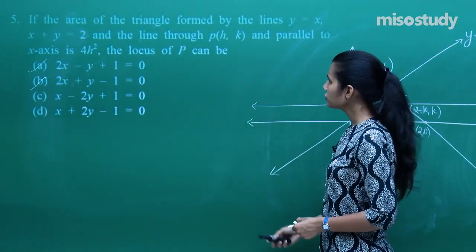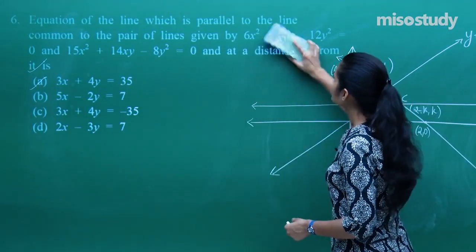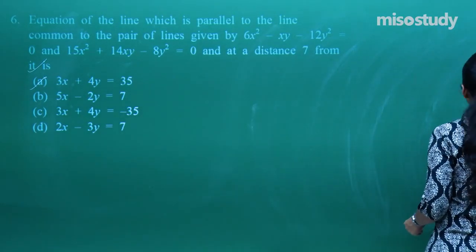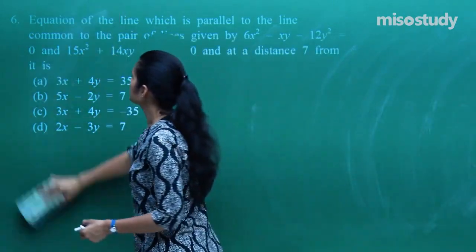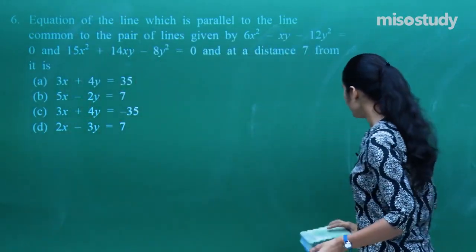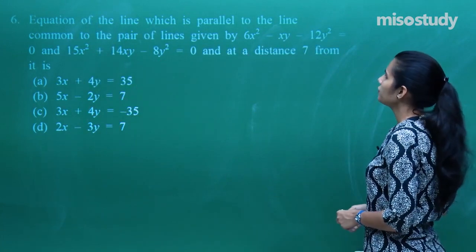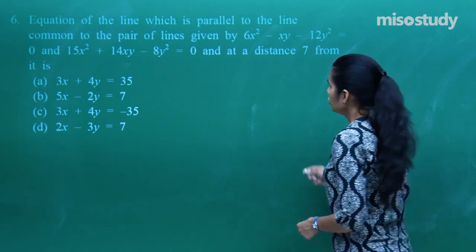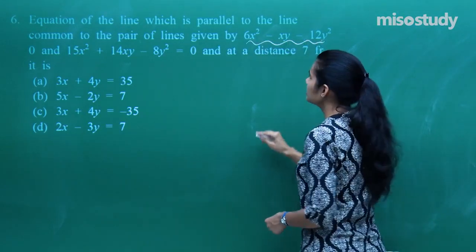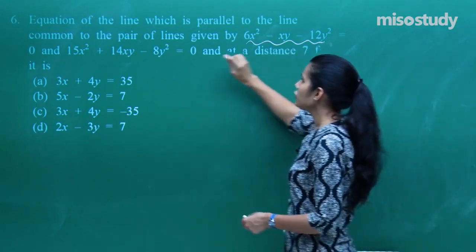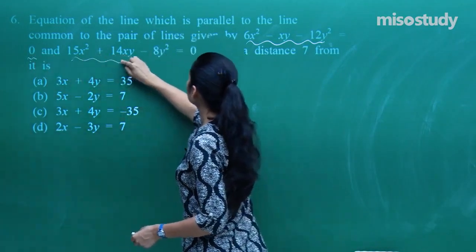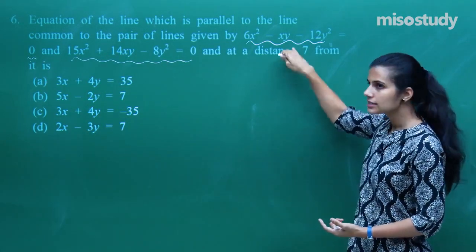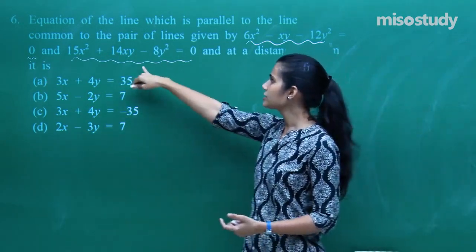Clear? Moving to the next question: the equation of the line which is parallel to the line common to the pair of lines given by these, and is at a distance of 7 from it. Let's talk about this. This is the equation of a pair of lines, and this is another equation. Which are the two lines whose joint equation is given by each of these?